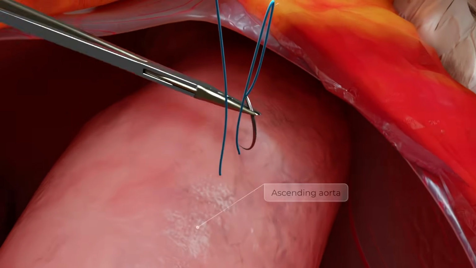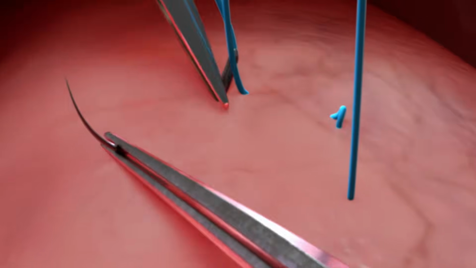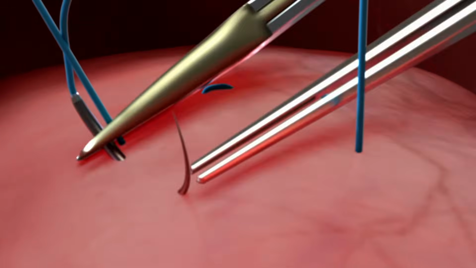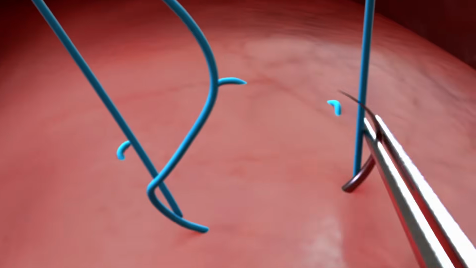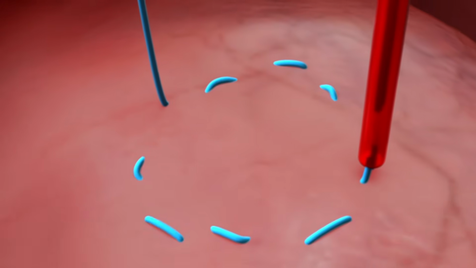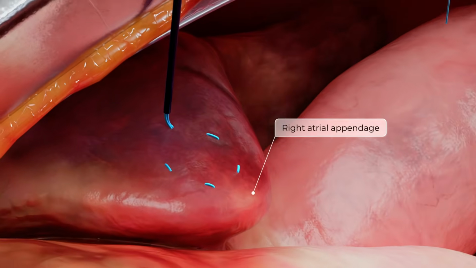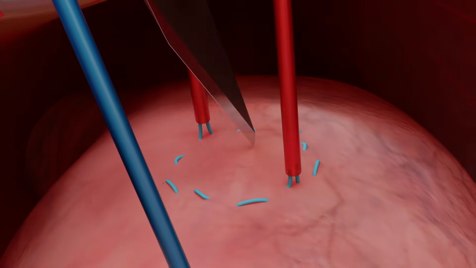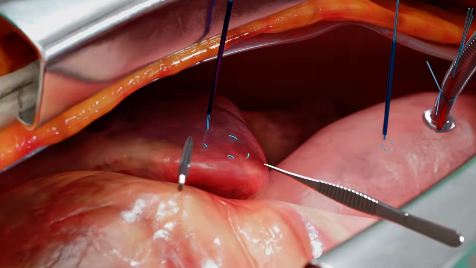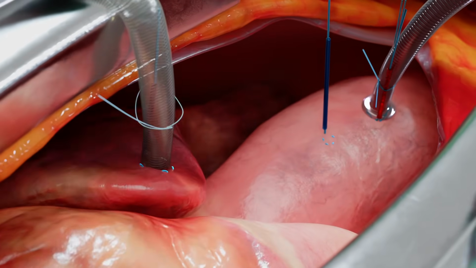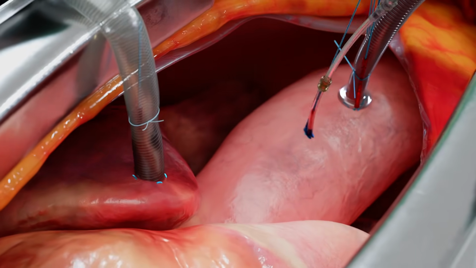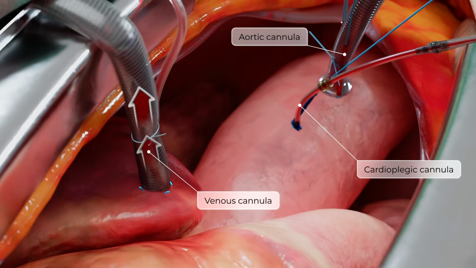Cardiopulmonary bypass is required during the surgery, temporarily replacing the function of the heart and lungs. The surgeon places purse-string sutures on the aortic wall, carefully avoiding perforation, and on the right atrium and for the cardioplegic cannula. Oxygenated blood is delivered to the body through the arterial cannula, while venous blood is drained through the venous cannula into the pump, where it is re-oxygenated.